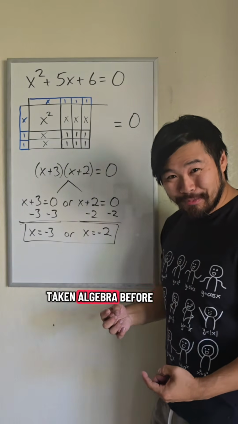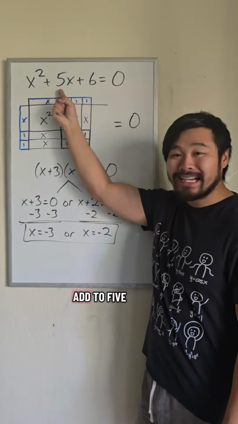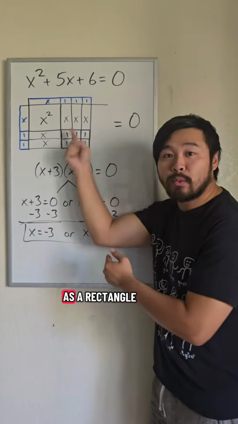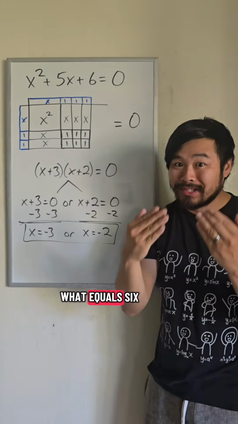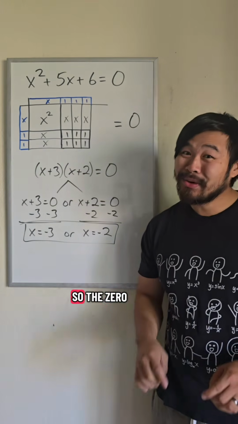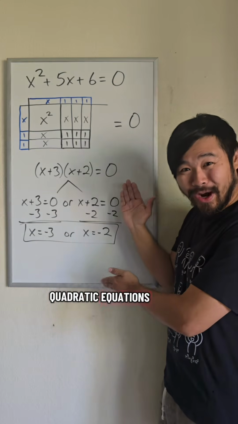Now, if you've taken algebra before, you may have remembered that we need two numbers that multiply to 6 and add to 5. And we can see why with this visual. We need 6 as a rectangle, so what times what equals 6, and we need these side lengths to add to 5. So the zero product property can be useful. We can use it to solve quadratic equations.